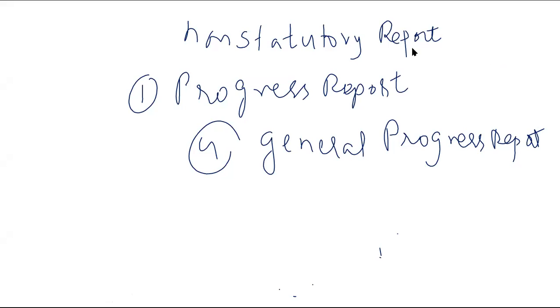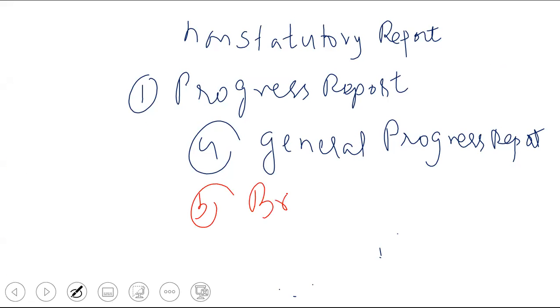Okay. So regarding the progress report, I was telling you, first one is general progress report. General progress report means there is no specific standard. You can write, you can summarize the work you have done. That is the meaning of general progress work. Second one is division-wise or branch-wise progress report. This is more specific. Branch-wise, this will make you understand in a better manner.